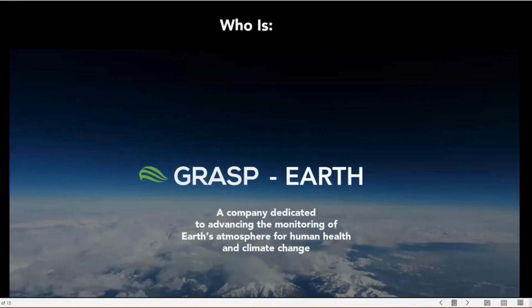And if I have to say what unifies Grasp Earth, we are dedicated to advancing the monitoring of Earth's atmosphere for human health and climate change applications. And we do this in a variety of ways, from ground instruments through space payloads and observations, and through all of the things which Grasp can do in terms of combining data from multiple sources.